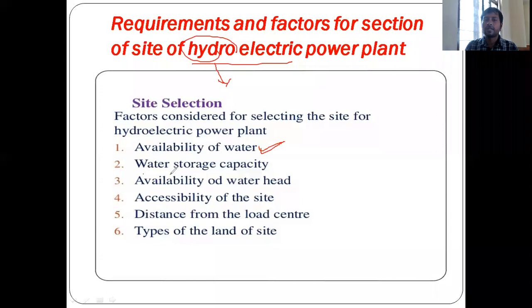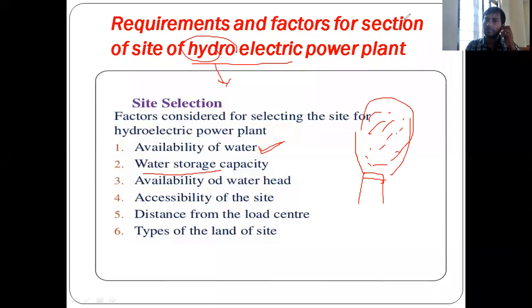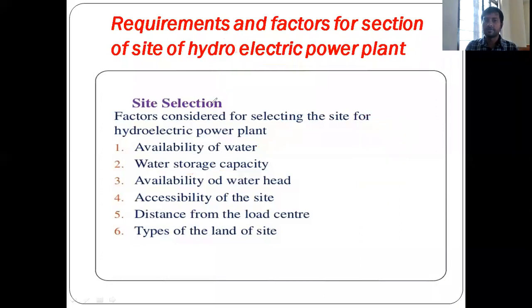Next one is water storage. For example, if you construct a dam, a huge area is required. This much water storage area is required to produce electricity. The water storage capacity must be high. So we need to consider the water storage factor, and also the availability of water head.